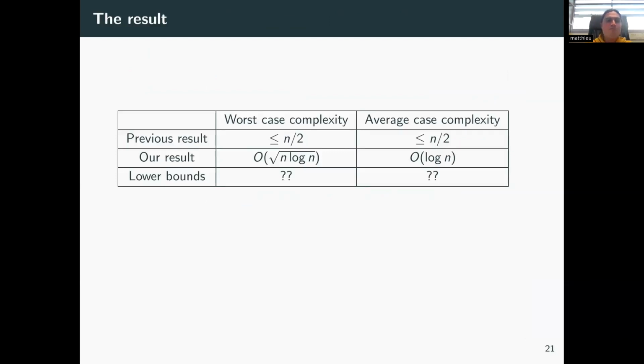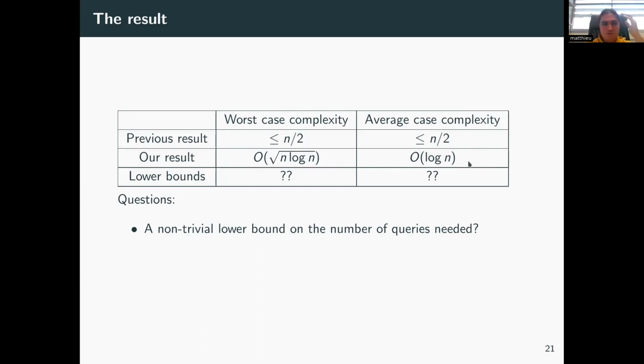So somehow the previous result for the worst case complexity and the average case complexity was that n/2 queries are enough. But we're able to improve it to prove that in the worst case complexity, root n log n queries is enough, and in the average case, big O of log n is enough. So what about the lower bound? Well, I don't know. I don't know anything about the lower bound. This might still be far from optimal.